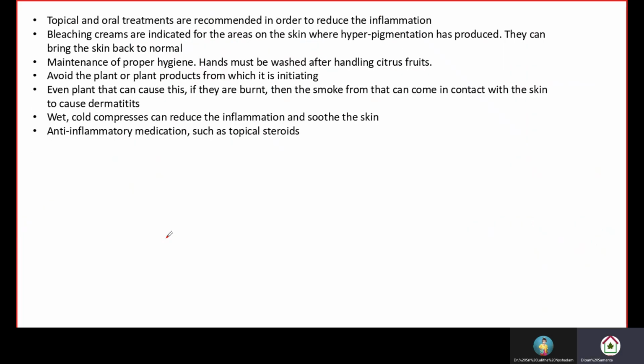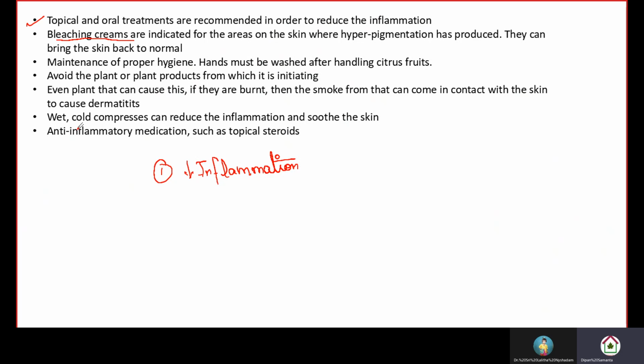Okay, as for the treatments, we can reduce the inflammation by topical and oral treatments. Bleaching creams can be used, indicated for the areas of skin where hyperpigmentation has been produced. Maintenance of proper hygiene: hands must be washed after handling citrus food.